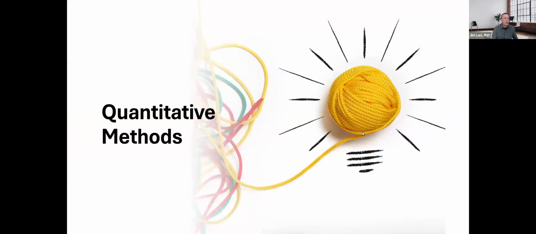All righty. So I'm going to start with the quantitative methods. And as you can see, the beautiful different colored string really coalesces into a great idea. So we're going to take all of those pieces of the methodology and wrap those together into an idea.